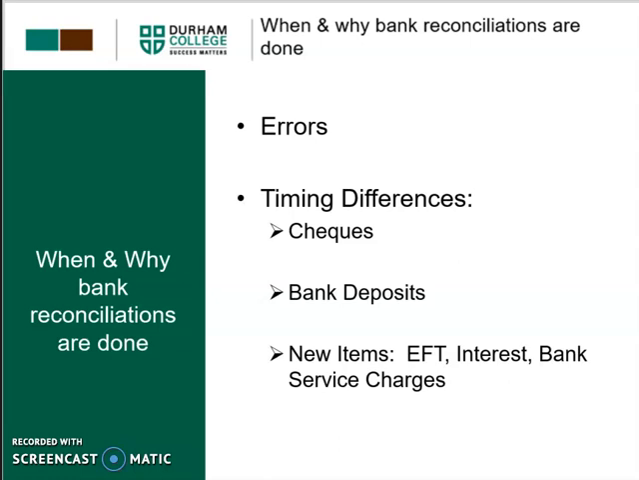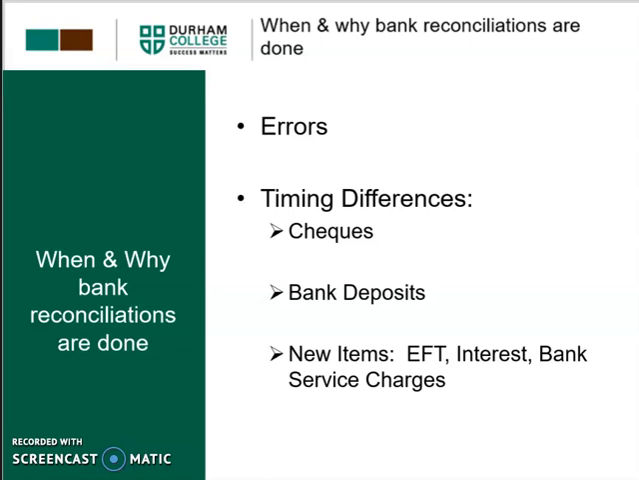The third reason for timing difference is new items. These are items we do not know about until the end of the month. Some examples include an EFT. An EFT is an electronic funds transfer. Someone, perhaps a customer, has transferred money into our bank account and we do not know about it. We may only learn about it when the bank statement arrives at the end of the month. This is not an error, we're just learning about it.